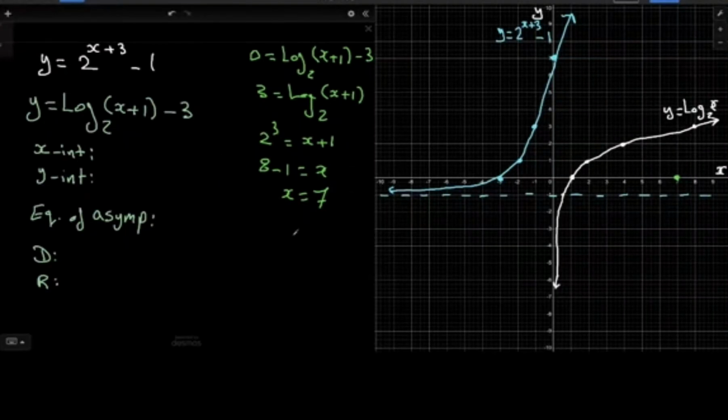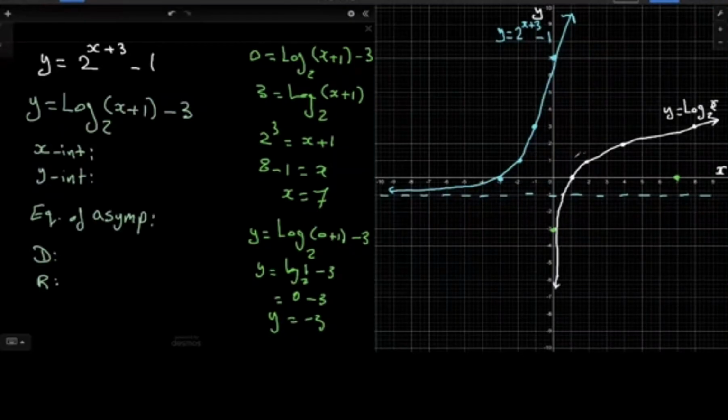How about the y-intercept? The y-intercept, all we need to do is just make x 0. So y equals log base 2, 0 plus 1, minus 3, which is y equals log base 2, 1, minus 3. Log base 2, 1 is 0, because 2 raised to the 0 gives you 1. So just know if you log 1, it doesn't matter what the base is, it's always 0. So 0 minus 3, and therefore the y-intercept will be minus 3. So the y-intercept is going to be right here at minus 3.